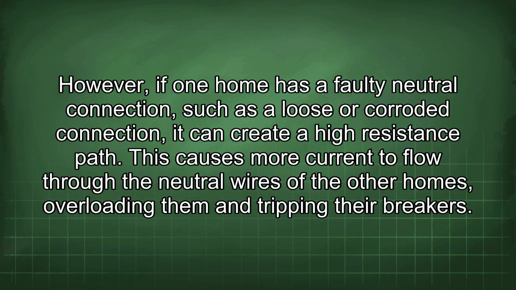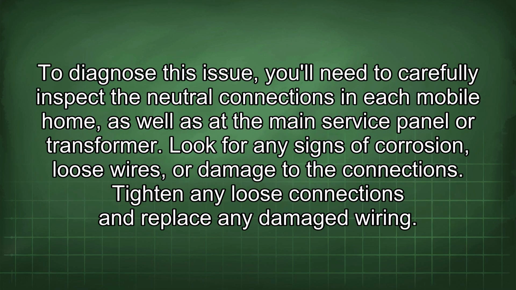However, if one home has a faulty neutral connection, such as a loose or corroded connection, it can create a high resistance path. This causes more current to flow through the neutral wires of the other homes, overloading them and tripping their breakers. To diagnose this issue, you'll need to carefully inspect the neutral connections in each mobile home, as well as at the main service panel or transformer. Look for any signs of corrosion, loose wires, or damage to the connections. Tighten any loose connections and replace any damaged wiring.